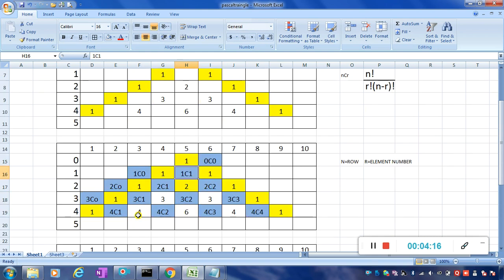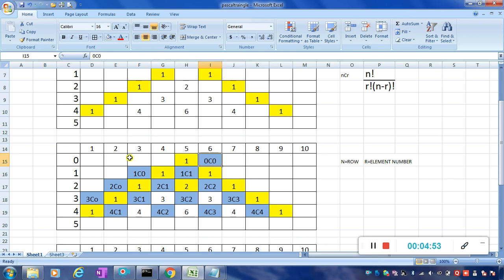Similarly you can see it is 2C0, 2C1, because this is the second row now. Second row, 0th element; second row, first element; second row, second element; each answer is placed here. Third row, 0th element; third row, first element; third row, second element; third row, third element; the answers are placed here. Now we will see how we are getting these answers. We will actually implement the formula.